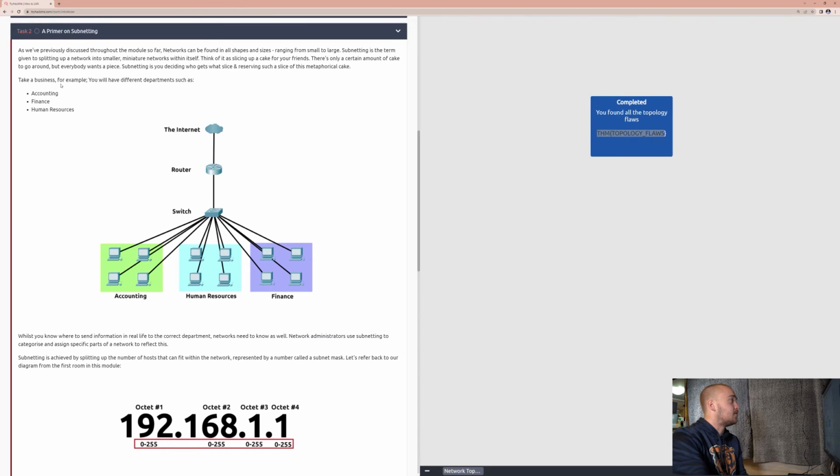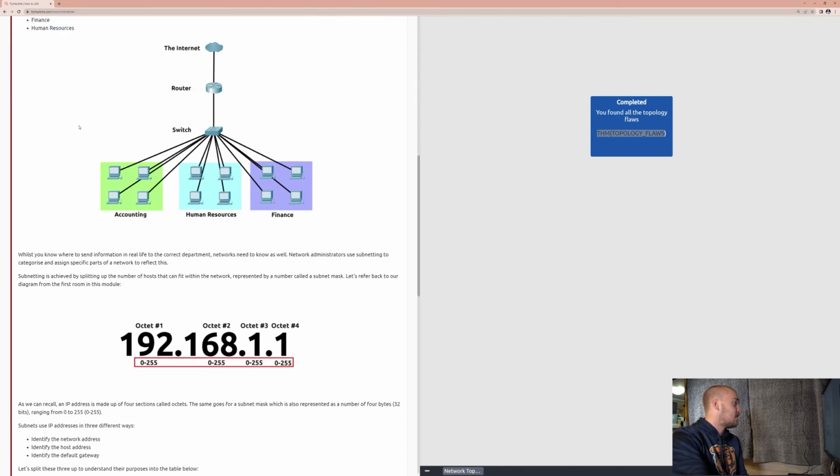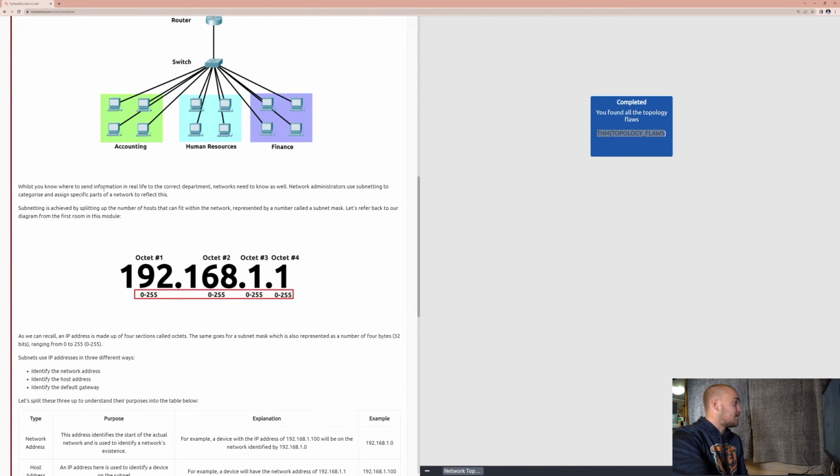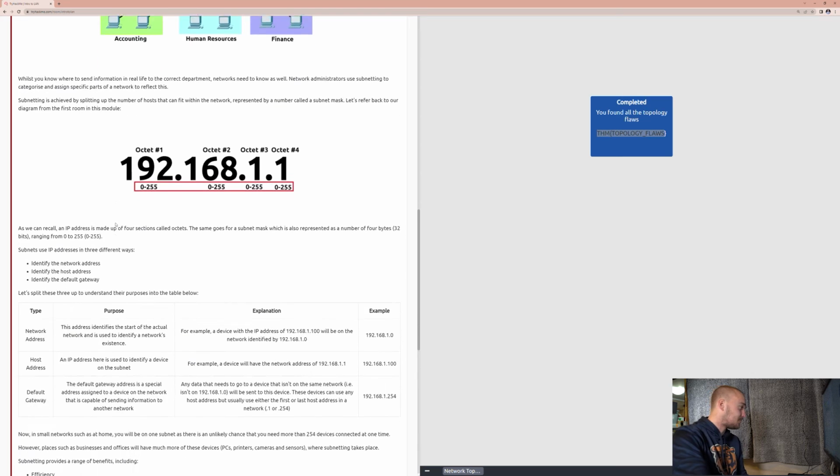Take a business, for example. You will have different departments such as accounting, finance, human resources. Whilst you know where to send information in real life to the correct department, networks need to know as well. Network administrators use subnetting to categorize and assign specific parts of a network to reflect this. Subnetting is achieved by splitting up the number of hosts that can fit within the network, represented by a number called a subnet mask.